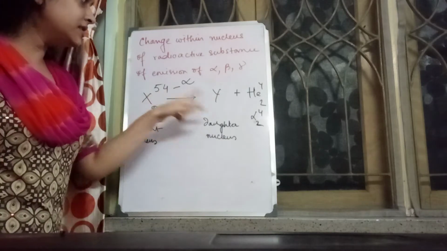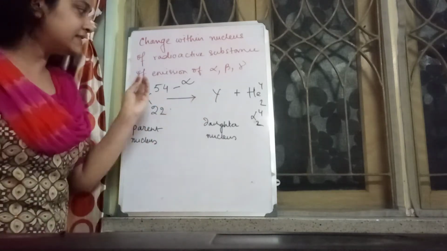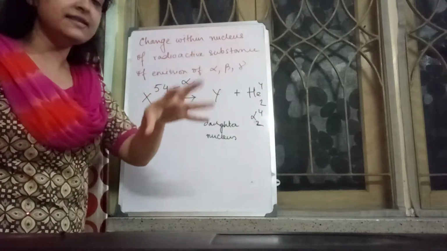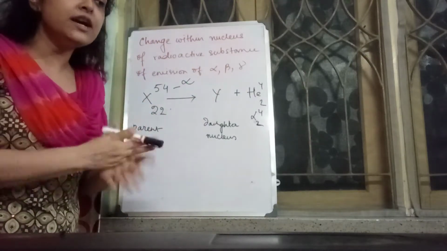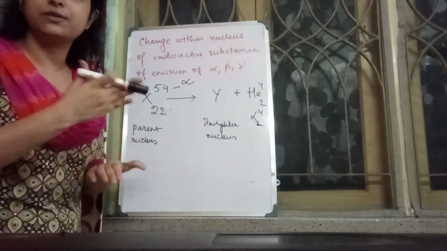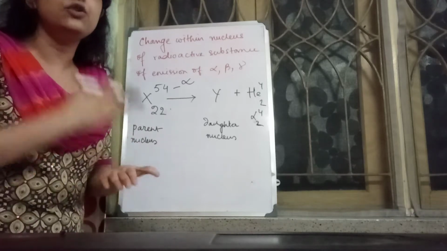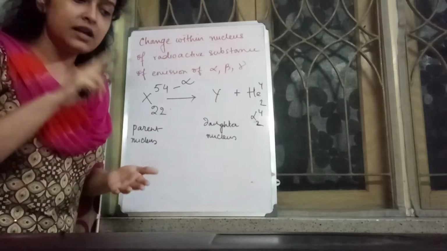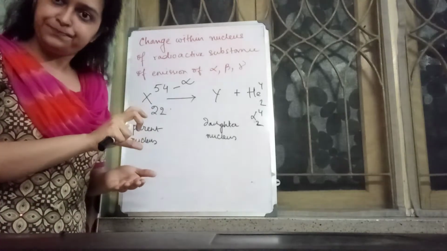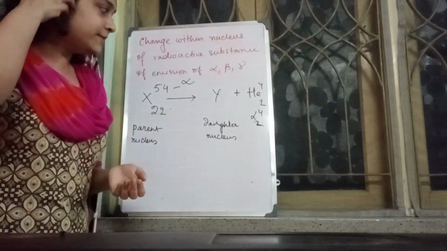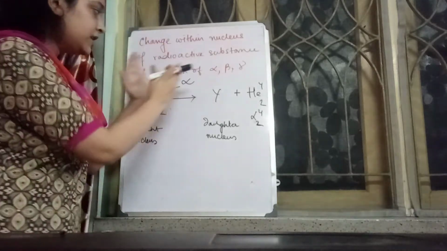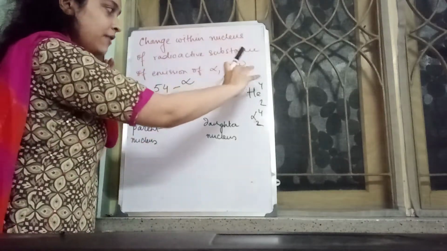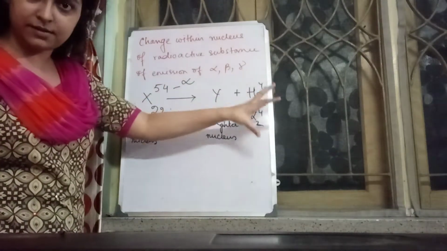There is some change in the nucleus. Obviously, if it is emitting something from the nucleus, there has to be certain changes in the nucleus. I have told you previously that nuclear phenomena, nuclear reaction, means what will participate? The nucleons will participate. That means there will be change in the number of nucleons. And what remains conserved? Before the reaction, whatever is the total atomic mass number, it will be the same after the reaction, total atomic mass number.